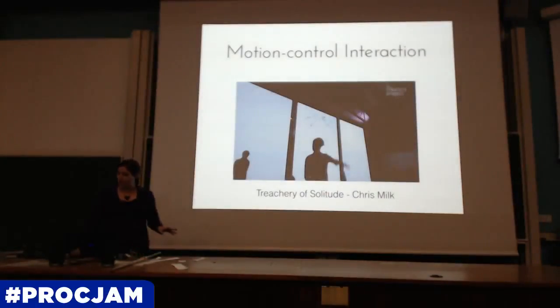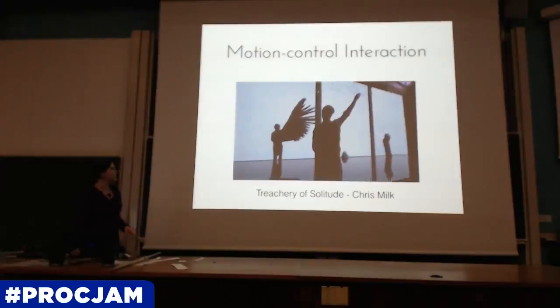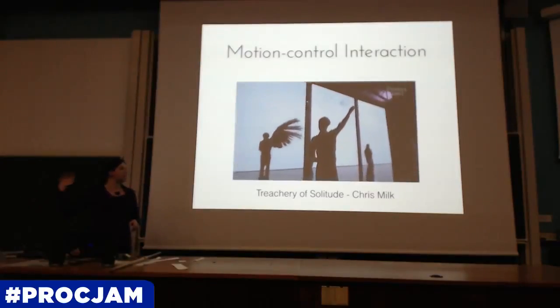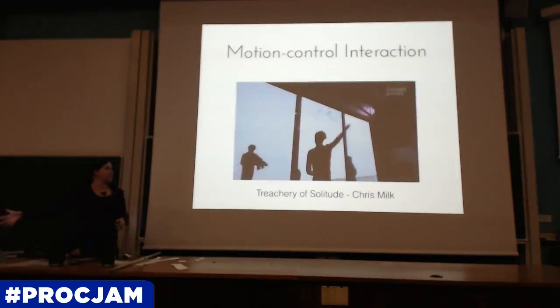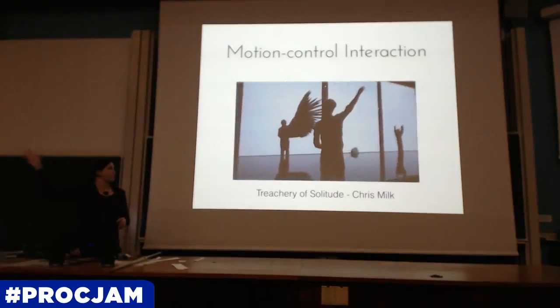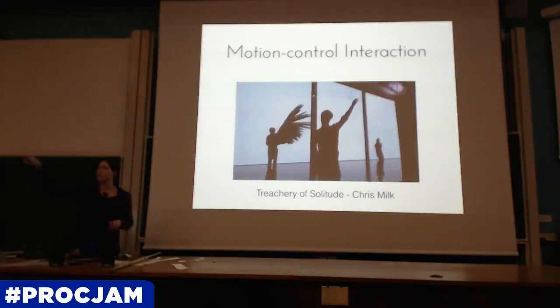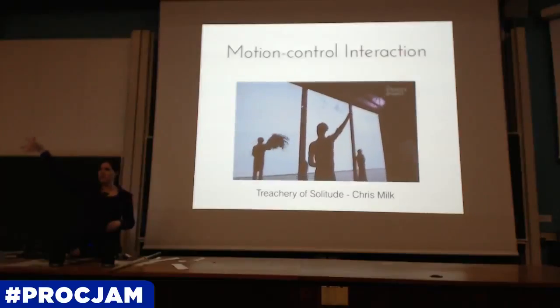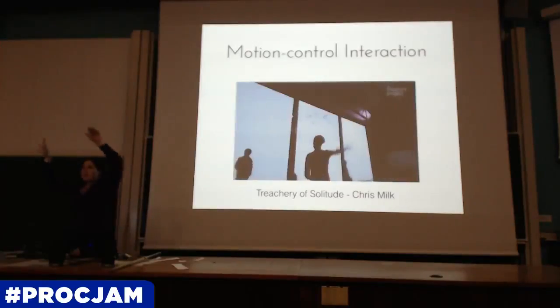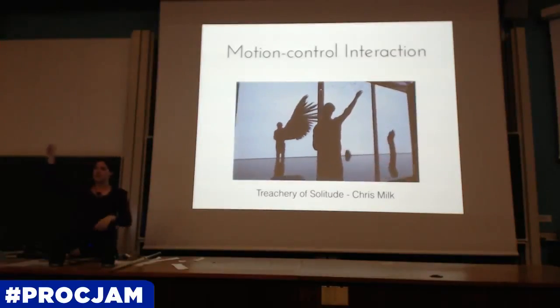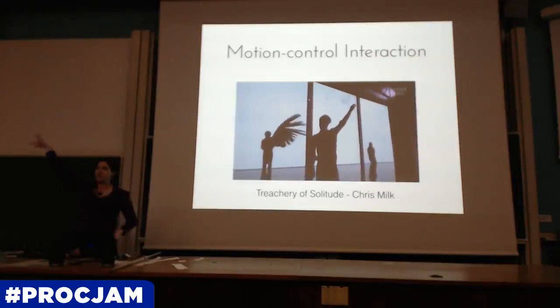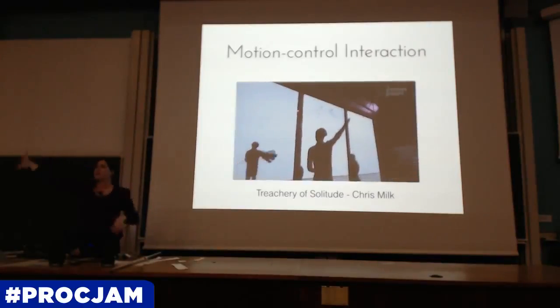This is the Treachery of Solitude by Chris Milk. This is not turning it into a button. This is taking the position of your hands, and I guess you can't really see it on this GIF, but as you spread your fingers, it's extending a feather from each finger, along the direction of that finger. So it's able to take this constantly changing array of floats and turn it into a constantly changing animation.